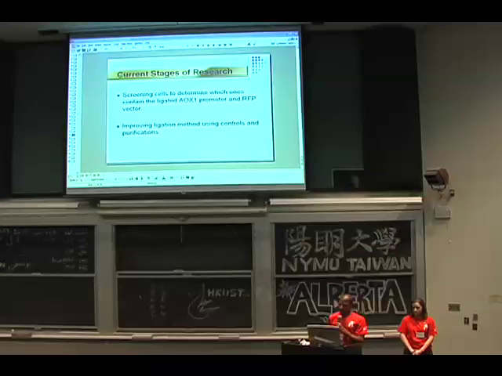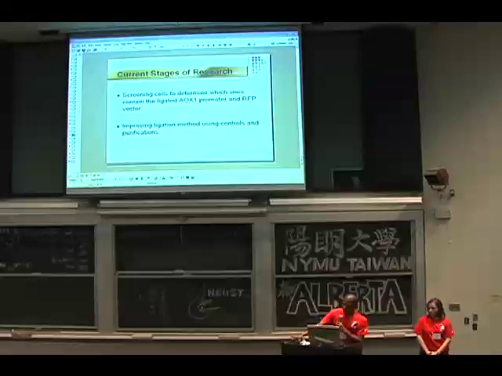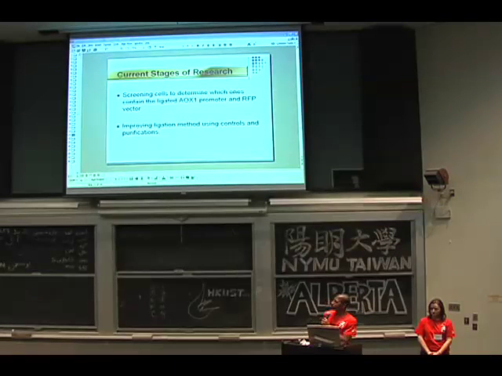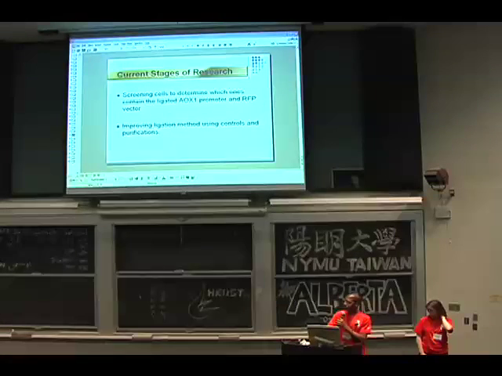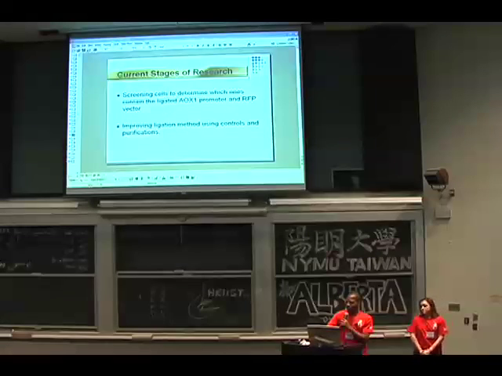We're having problems with this because all the ones that we've screened, we have not found that they have both the AOX1 product coupled with the RFP. This could be due to a number of reasons, certain enzymes not working or inefficient ligation processes. So we're trying to improve our ligation method using controls and purifications. But as of now, we have submitted our particular part, the AOX1 with its standard restriction enzyme sites, to the iGEM registry.